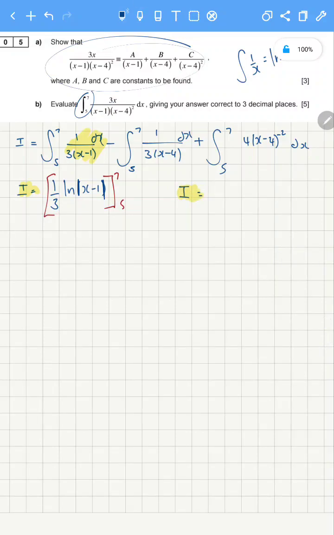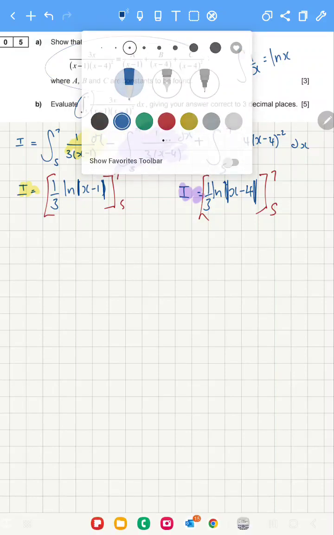The next integral is this guy. Or maybe I'll do a different color. That is similar to the one we've just done, where you can get rid of the third in your mind, and you've just got 1 over x minus 4. That's log |x minus 4|. And this would be straight lines again. But we need that third on the outside because it's over 3. And again, that will be between 7 and 5.